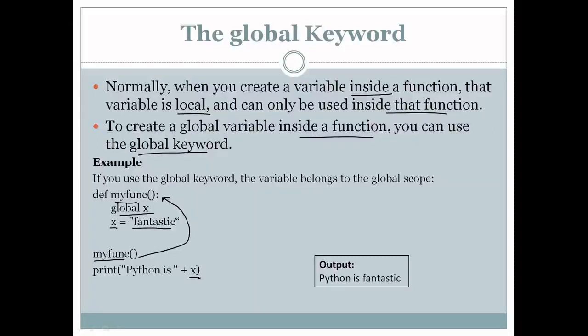Using a print statement, "Python is", we are printing the value of x. From outside the function we are trying to access x, and we are able to print the value of x because x is global. If we remove this global keyword, we cannot access x outside the function. So by using the global keyword, we can create global variables even from inside the function.